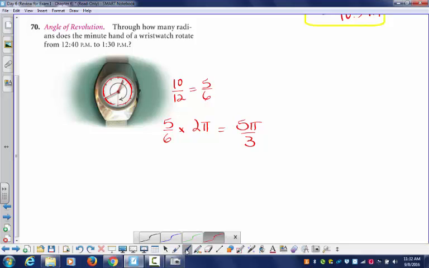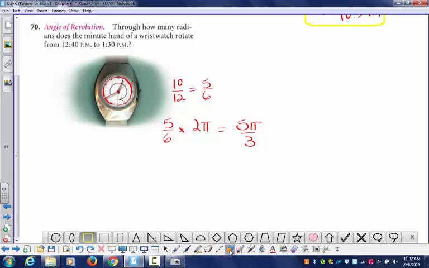So 5 out of 6. That's our proportion. We want to take 5 out of 6 of a full revolution. A full revolution is 2 pi, and we want 5 over 6 of that. We multiply 2 pi by 5 over 6. And that will give us the radian angle for that rotation. So we're figuring out a ratio of a complete revolution and then multiplying it by 2 pi.